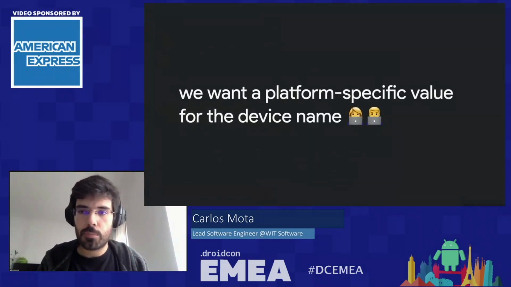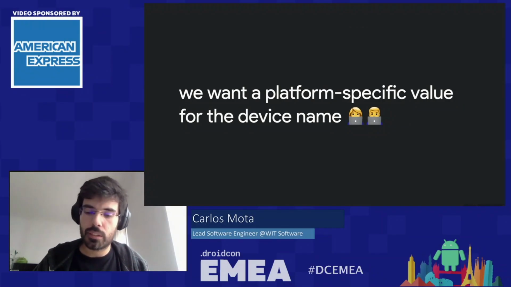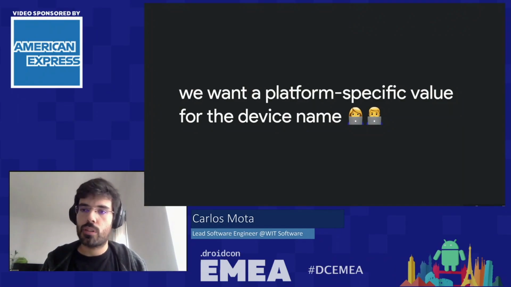Let's see a real example for this. Let's imagine that we want a platform-specific value for device name. When I'm opening the application on Android, I want to see hello Android. When I'm opening this application on iOS, I want to see hello iOS, hello iPhone.